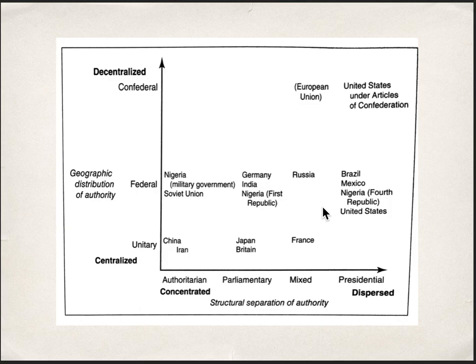And you'll notice that the United States is sort of paired with Brazil and Mexico and Fourth Republic Nigeria as a place that has a federal system. Not quite as dispersed as we could imagine. The European Union is listed up here, although the European Union, again, so decentralized, is not really even a country. And the United States, under the Articles of Confederation, really, really wanted to wish itself into being a country, but the decentralization of really important federal powers essentially prevented that.